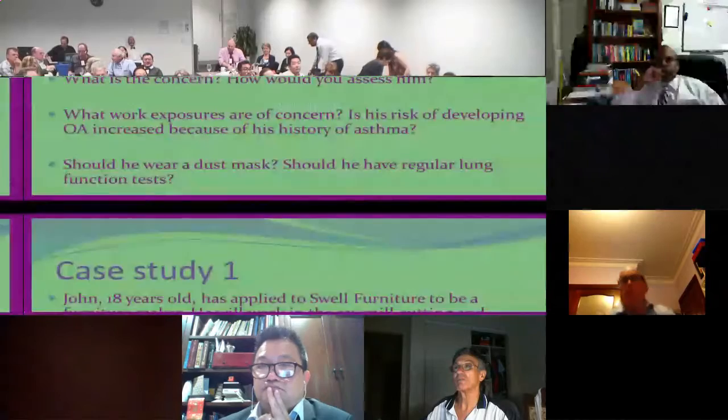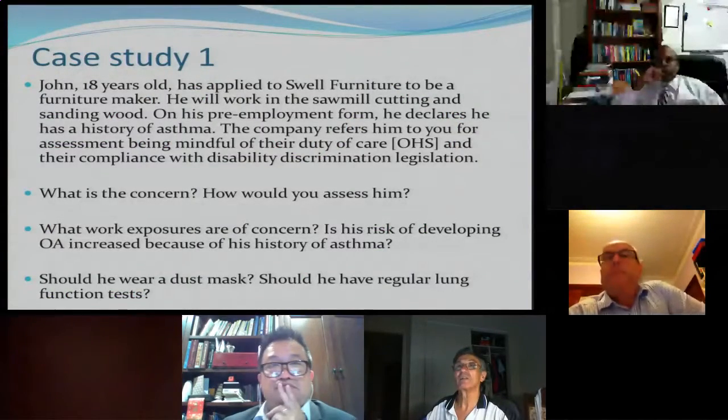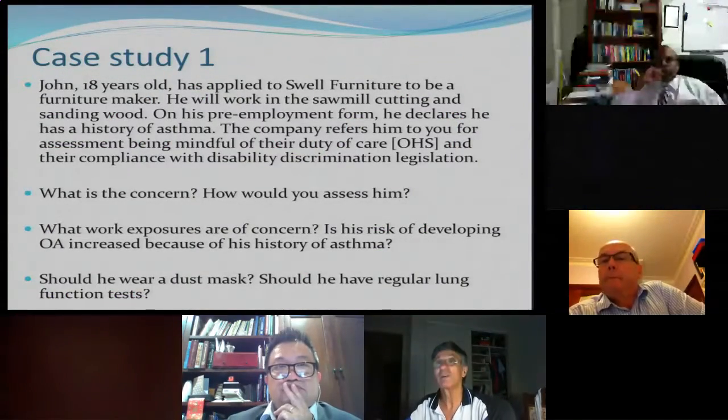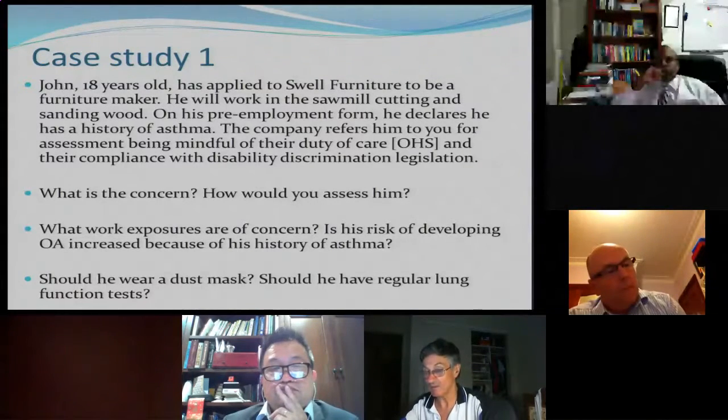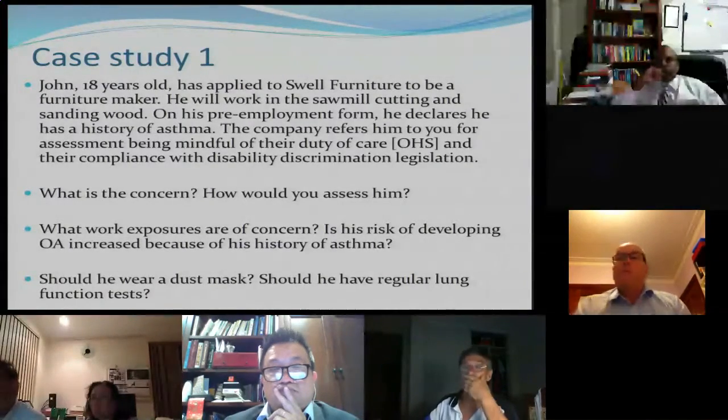Okay then, so Ryan and I have worked out a little bit of a scenario here. This is about John, who's 18 years old, and he's applied for a job at Swell Furniture to become a furniture maker. He's going to be an apprentice, in other words, and he'll work both in a sawmill, which is cutting lengths of timber into legs and backs that will go on tables and chairs, and sanding wood.